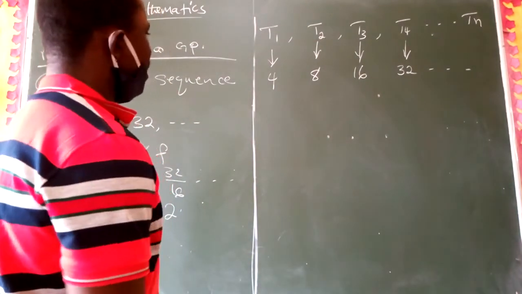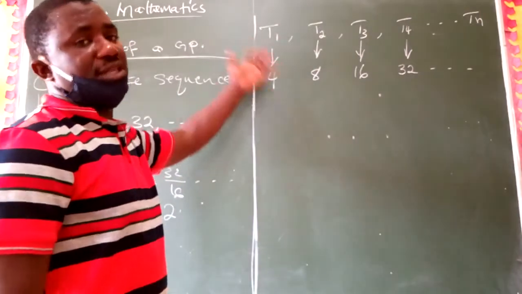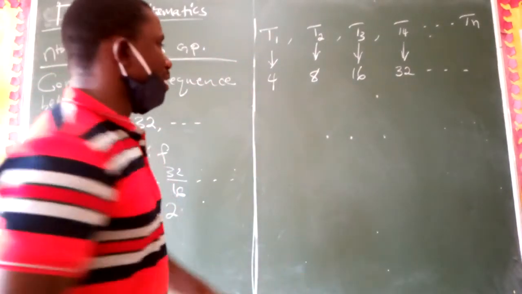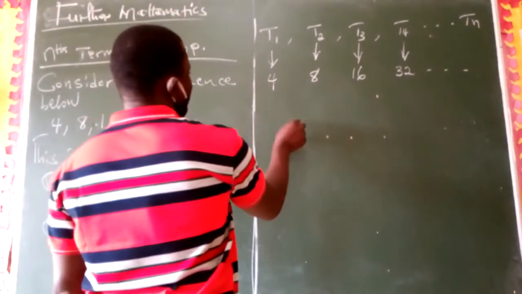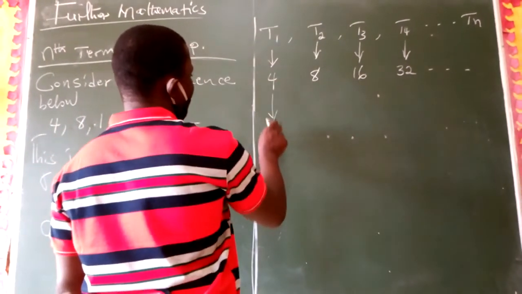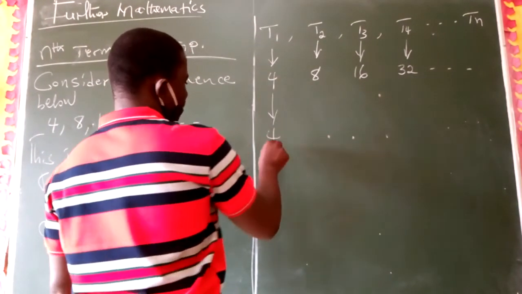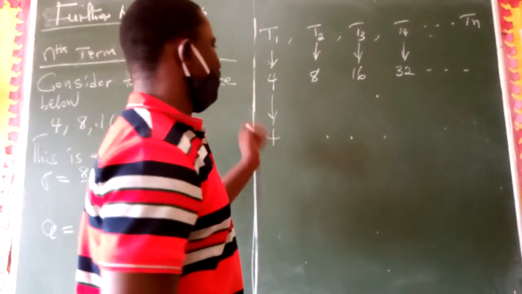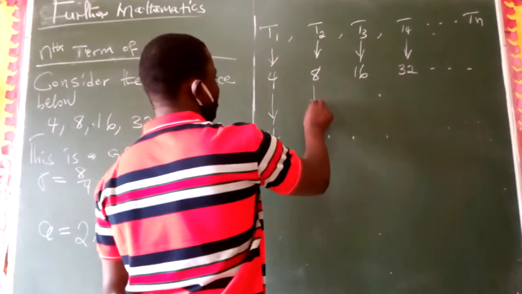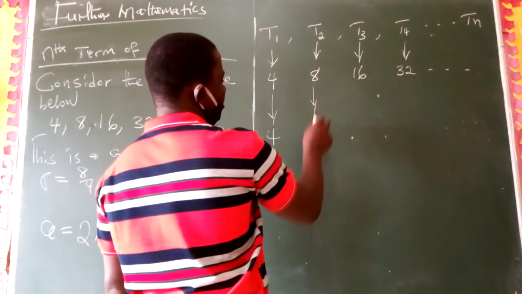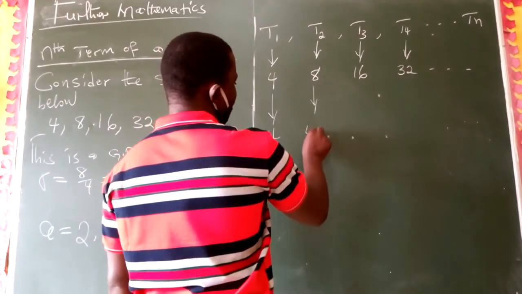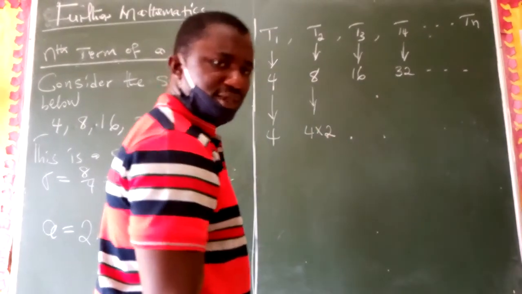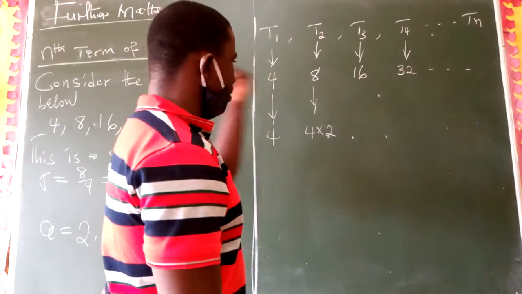So now, the first term is given already. In order to get the second term, since we know that it's a GP, we simply say, my first term is still 4. What is the relationship between the second term and the first term? See, the second term is the first term times the common ratio, which is 2.